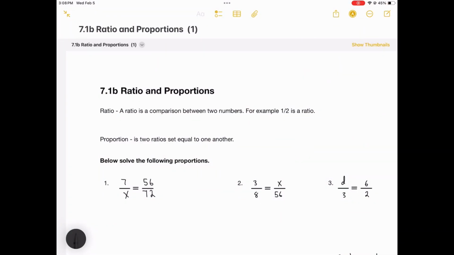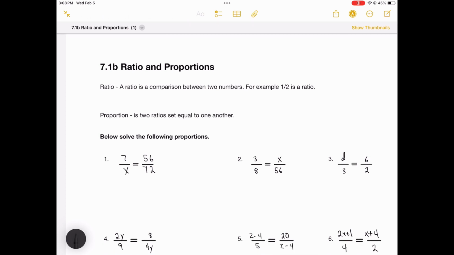Hello, everybody, and welcome to 7.1b. Today, we're going to talk about ratios and proportions and how to solve a couple different problems that you may encounter. So, first, let's talk about what a ratio is.